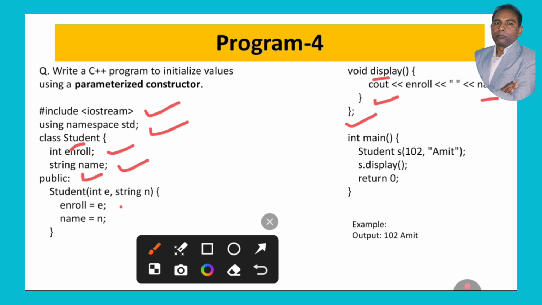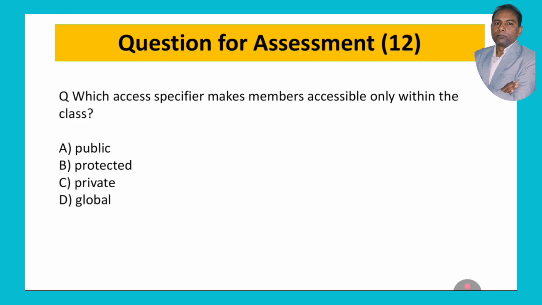Now in the main function, int main, we pass these two things with the object, that is student s, 102, Amit. It means 102 is the enrollment number of Amit and the name is Amit. Then we write s dot display, where display is the name of the function and s is the object of that class. We want to display the enrollment number and name. So this will give us the answer: enrollment number 102 and name Amit. So this is all about question number 4.